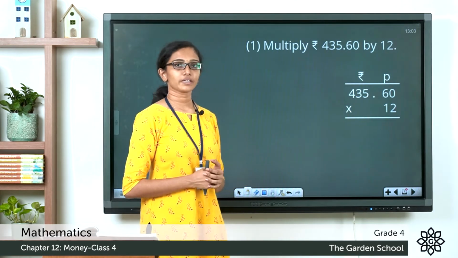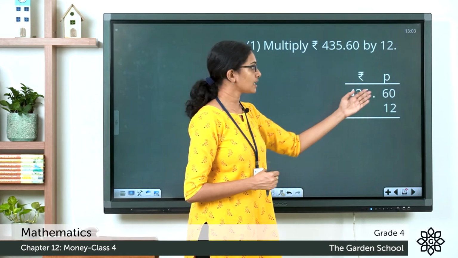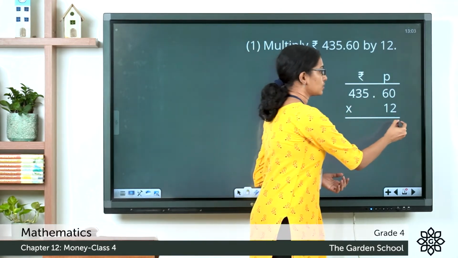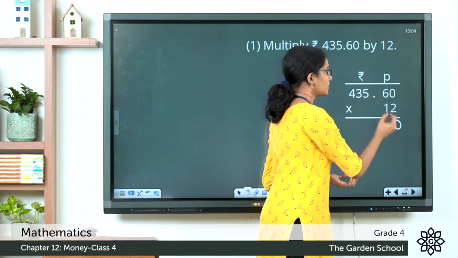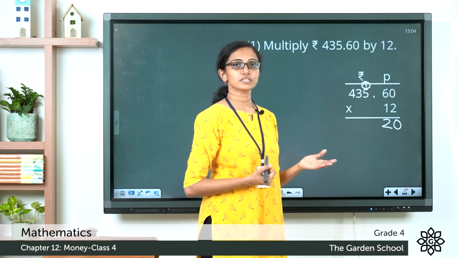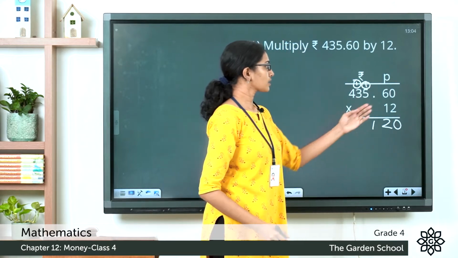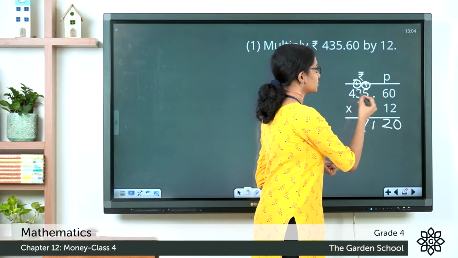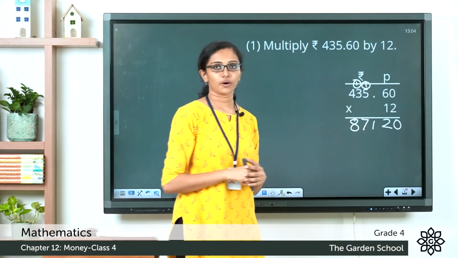So, let's see how we can calculate this. Here we'll start the multiplication from the extreme right. So, here we have 2 into 0 which is equal to 0, then 2 into 6 which is equal to 12, carry over 1 to the next place. Now, 2 into 5, 10 plus 1, 11. Now, a carry over here. 2 into 3, 6 plus 1, 7. Now, 2 into 4 is equal to 8. So, there we have the first product.